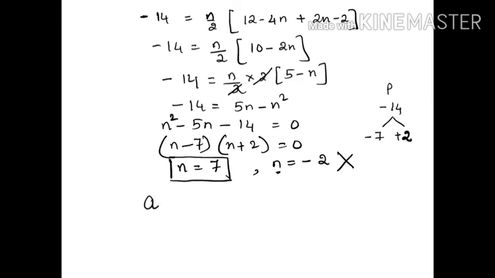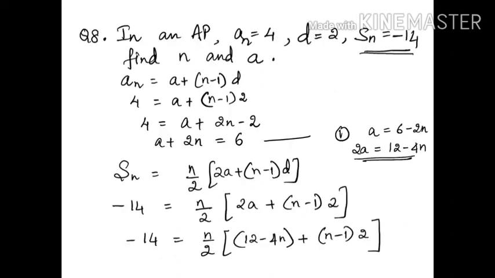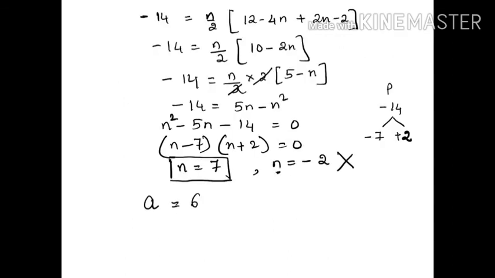We also have to find the first term of the AP. From equation 1, a is equal to 6 minus 2n. So we get 6 minus 2 into 7, which is 6 minus 14, that is equal to minus 8.